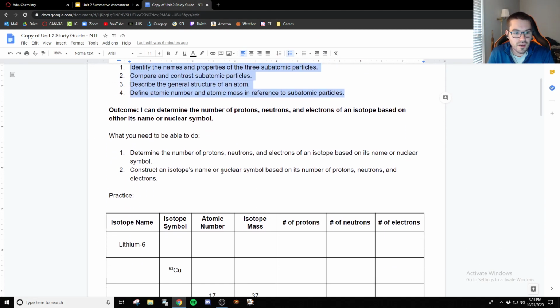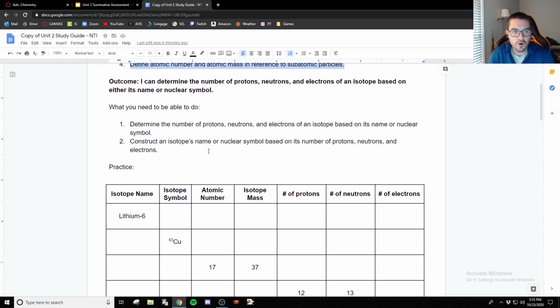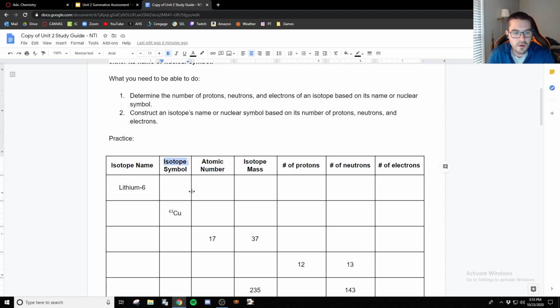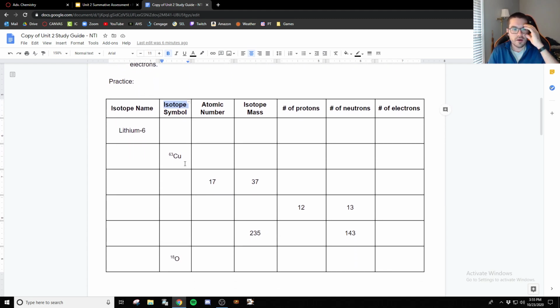Okay, next section is on isotopes. The outcome or the learning objective was for you to be able to determine the number of protons, neutrons, and electrons of an isotope based on either its name or nuclear symbol, also referred to as an isotope symbol. So let's go ahead and do an example of this. Let's say you have the name of the isotope here, lithium-6. Okay, well, this is one specific version of lithium, okay, one specific isotope of lithium.